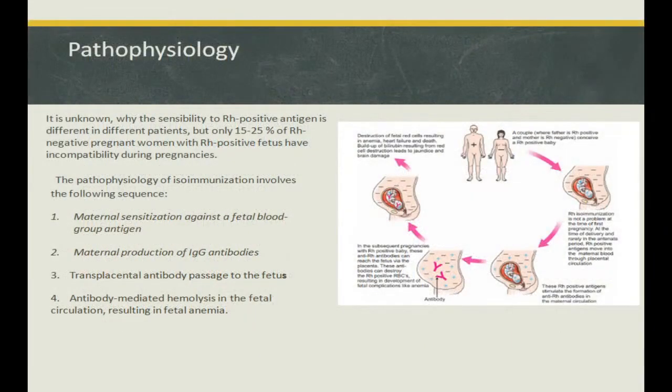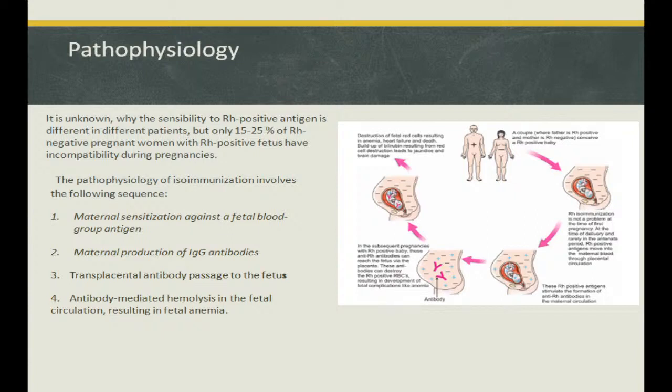So, again and again, we're speaking about pathophysiology. Unfortunately, it is still unknown why the sensibility to rhesus-positive antigen is different in different patients. But it is already known that only 15 to 25% of rhesus-negative pregnant women with a rhesus-positive fetus inside develop incompatibility during pregnancy, and it is dependent on the condition of the endothelial system, structure development of the placenta, course of pregnancy, and the immune system of the maternal organism.